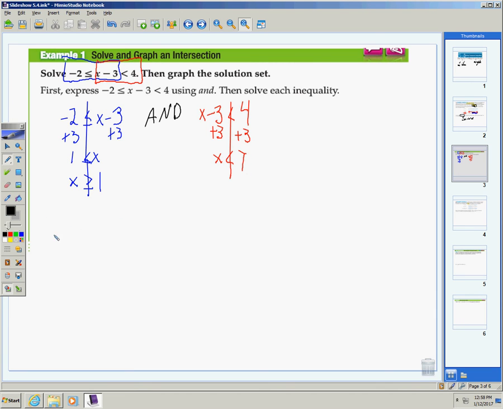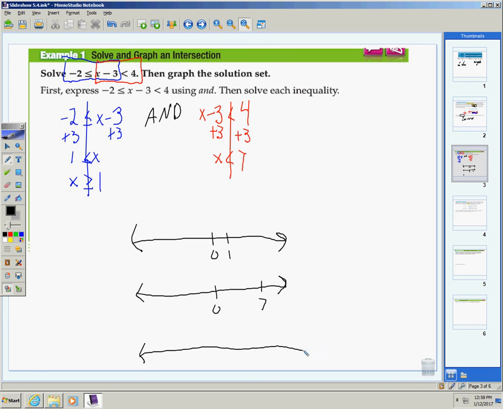Now what I'm going to do is I'm going to graph the first two. And whenever you need to do this, you need to make 3 different graphs. One for your first answer, one for your second answer, and then one for your final answer. So for my first one, I've got x is greater than or equal to 1. That's pretty easy. Just a closed circle going to the right. Second one, I have x is less than 7. So it's an open circle going to the left.